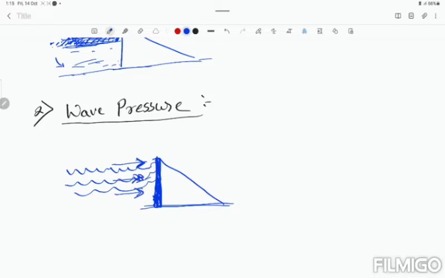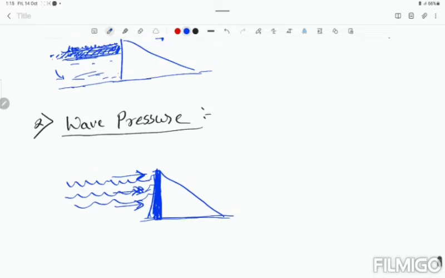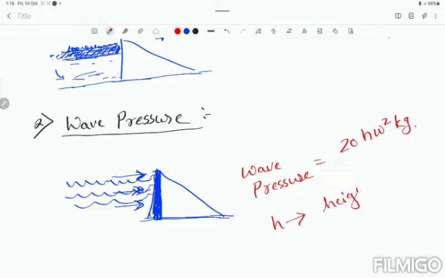So this will also be taken into consideration while constructing a dam. Wave pressure is one kind of pressure which is generated by water bodies. Okay, so for our safe construction measures, we will take wave pressure as 200 hw kg, where h is the height of the dam and w is the height of the wave obtained.